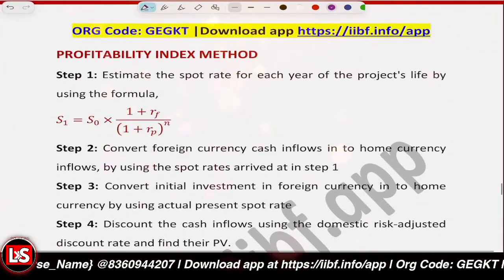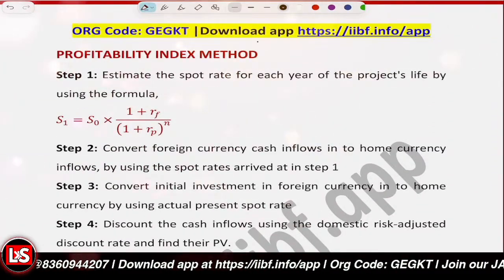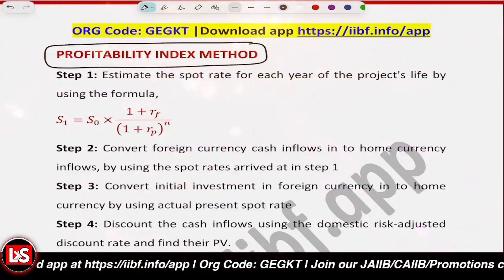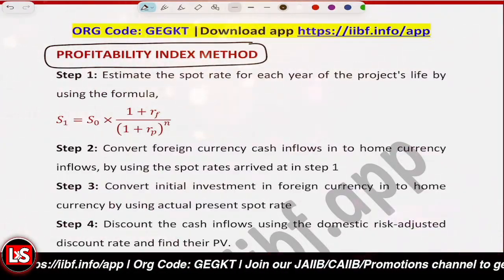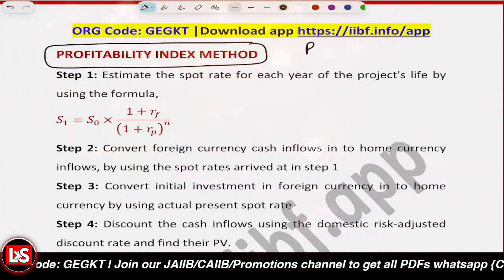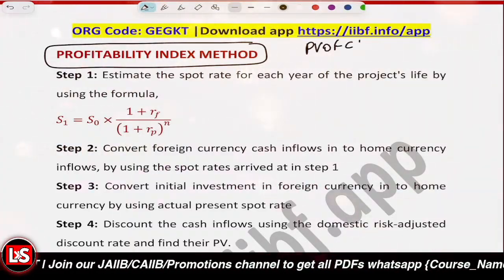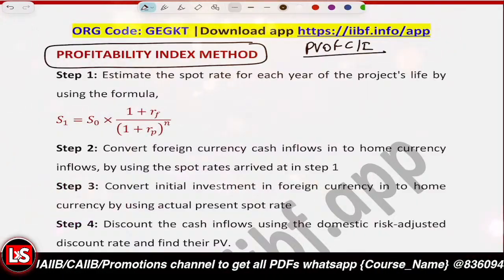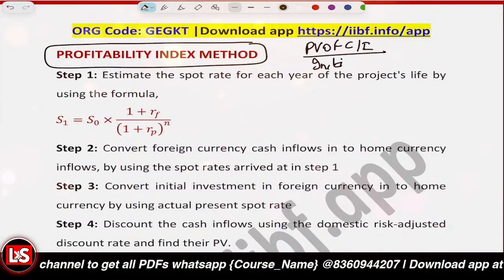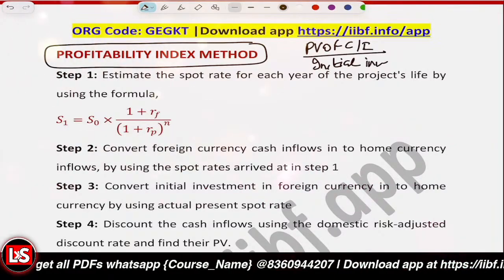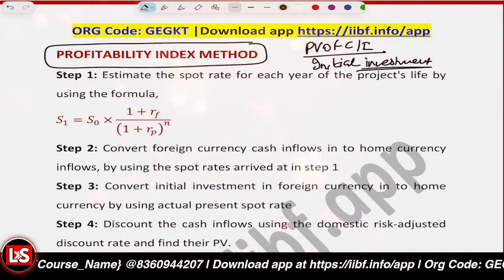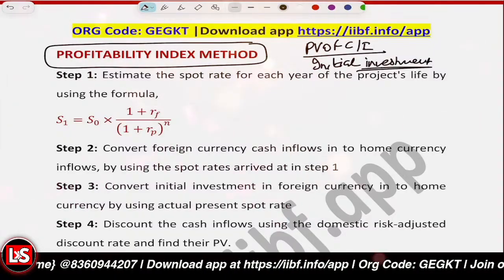So now let's move ahead. It's about the profitability index method. Now, what is the formula for the profitability index? Present value of cash inflows divided by initial investment. That's your PI.